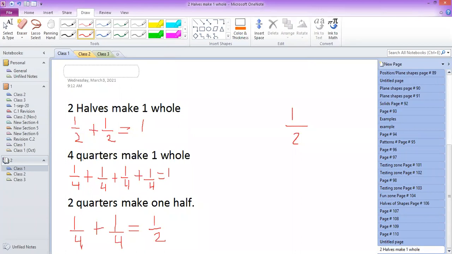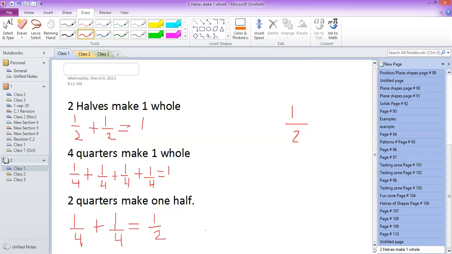Second thing you should know, four quarters make one whole. And the third thing, two quarters make one half. And you know that a quarter is represented by 1 over 4. You can write in numbers 1 over 4. 1 over 4 means quarter. Four quarters make one whole, two halves make one whole, and if you talk about only two quarters, that will make one half, which is 1 over 2.